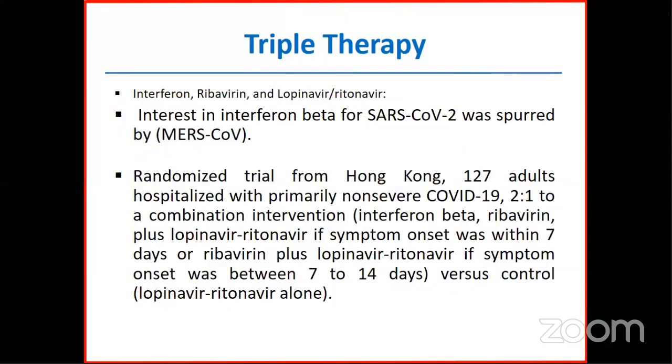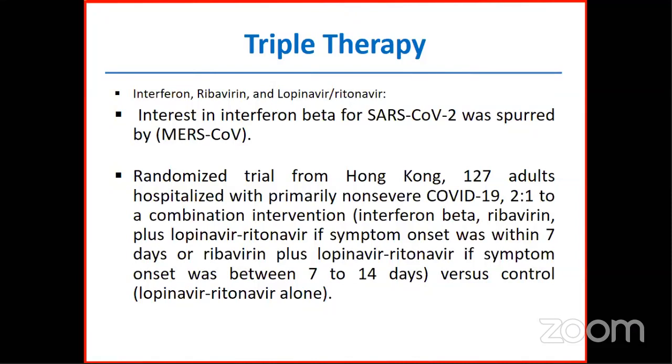Regarding triple therapy, those are interferon beta 1b, ribavirin, and lopinavir ritonavir. The interest in interferon beta started with SARS-CoV-2 because it was used with MERS-CoV in 2013. In this randomized trial in Hong Kong, they found that in 127 patients, 80 of them took the triple therapy and 40 the standard therapy.